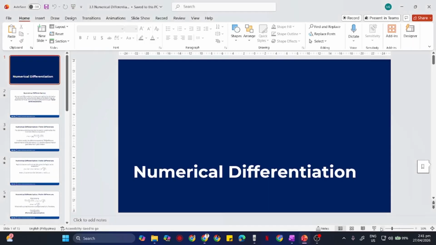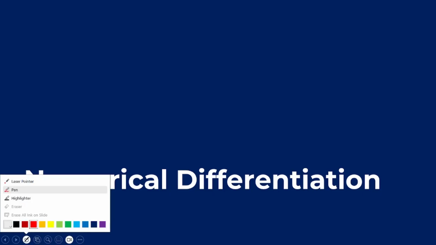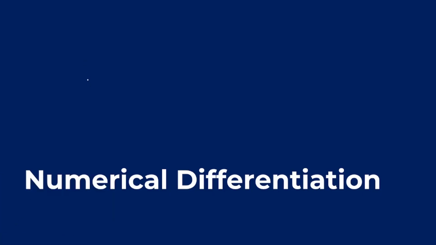Our discussion would be about numerical differentiation. So, let's recall what our last topic was. The previous week, we discussed root finding, and there are three methods that we discussed. The first one was the bisection method. The second was the Newton-Raphson.